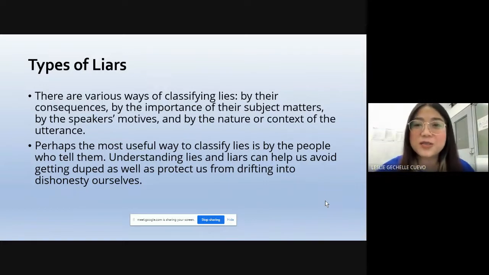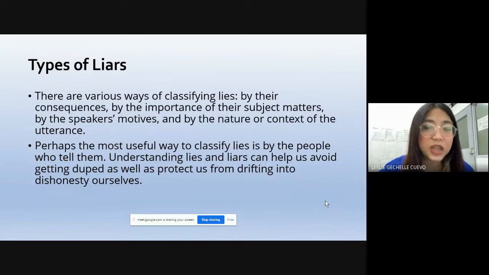Okay, so there are various ways of classifying lies by their consequences, by the importance of their subject matters, by the speaker's motives, and by the nature or context of the utterance, yung pagsasabi ng kasinungalingan na yon. Perhaps the most usual way to classify lies is by the people who tell them. Understanding lies and liars can help us avoid getting duped, as well as protect us from drifting into dishonesty ourselves, especially kung magiging interrogator or investigator kayo in the future.